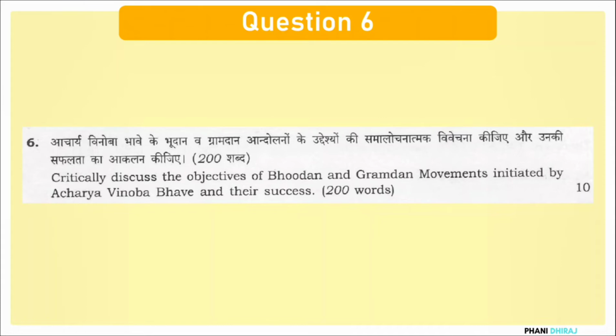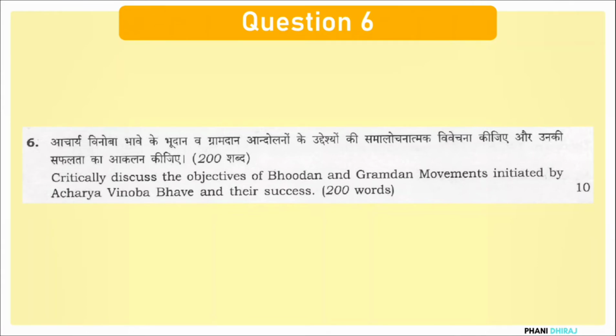So you are being asked to assess whether those movements have been successful in achieving their targets or not. Now you have to explain what these movements are, why they were started by Acharya Vinoba Bhave, what his contributions to the movement were, and how successful they were, and at the end the conclusion should be written in a way that covers the overall impact of those 2 movements on Indian society as a whole. That is how you approach this question.